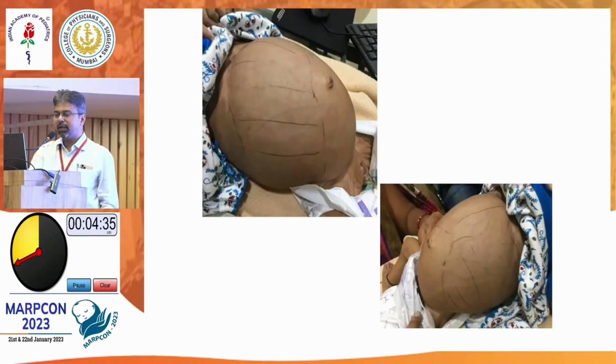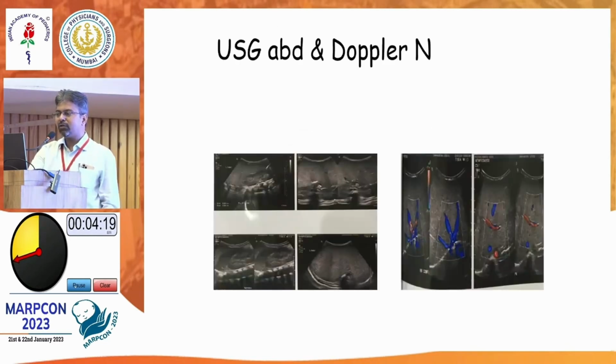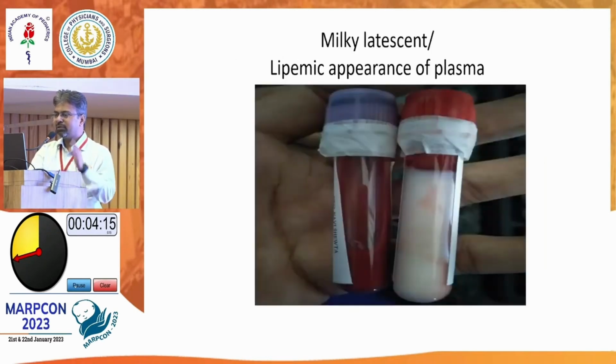Huge hepatomegaly and splenomegaly. The liver function test, I will just go through it so that you understand: bilirubin 4.6 with direct fraction of 2.1, SGOT, SGPT 200, proteins were okay, GGT 175, PT INR 1.9, the ultrasound was normal. But what clinched the diagnosis in this case was simple visual inspection of the blood.